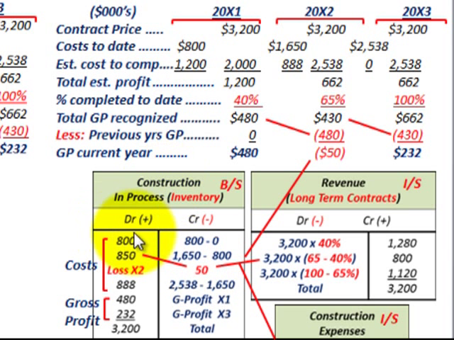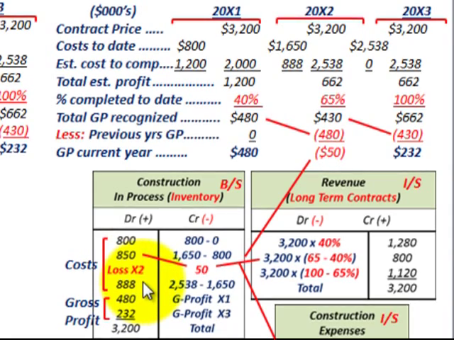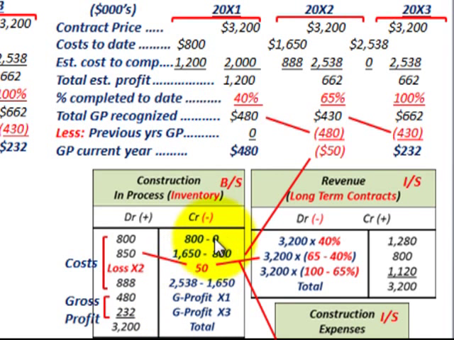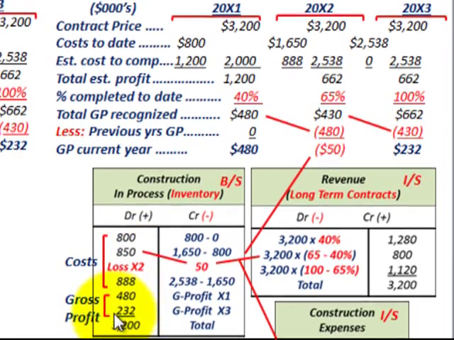So our construction in process here, we're increasing it for these costs and also for the gross profit. And then looking at our last year, 20x3, well, we had costs to date of 2538, recognized 1650 earlier, so the difference gives us a construction in process cost amount of 888. And then looking at our gross profit that we could take for the first year, 480. And over here, increase construction in process by that amount, and then for the last year, 232. So that goes down, increasing our construction in process account.